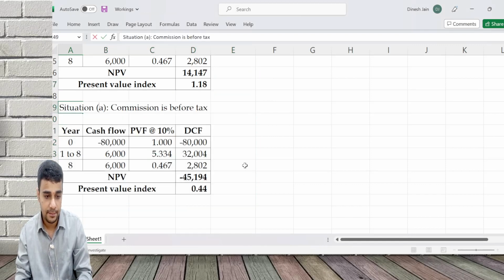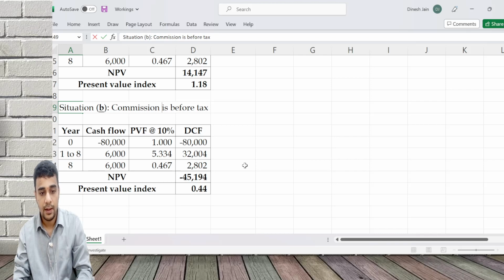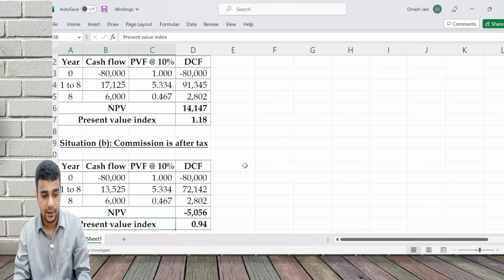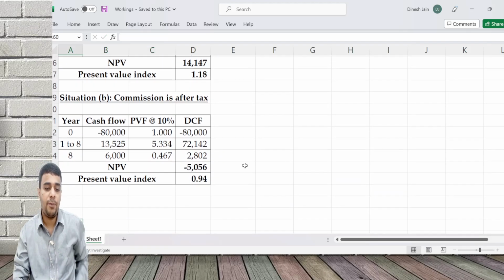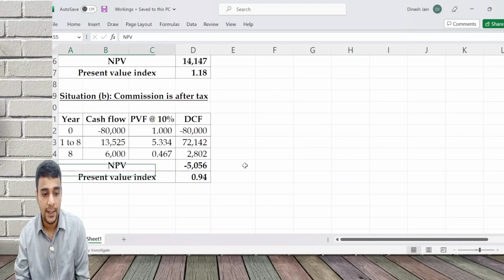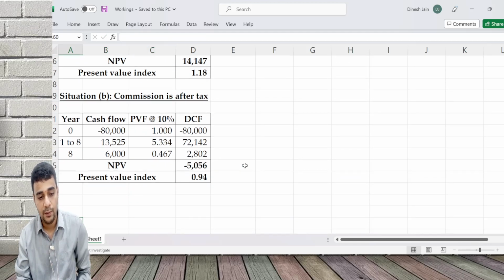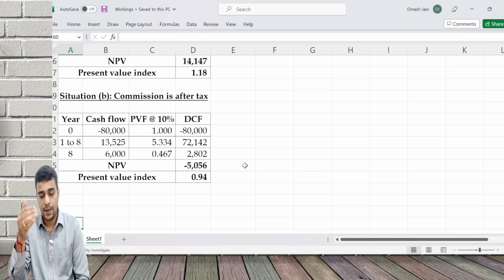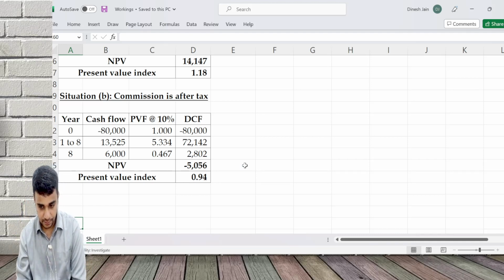Situation B. Commission is after tax. I'll quickly do it. I'll give you time to do. So this number alone will change, which is 13,525. Negative NPV, project will get rejected. Project will get rejected because NPV will become negative. Present value index is less than 1 time. So that opportunity cost before tax and after tax will make a big difference to the solution.